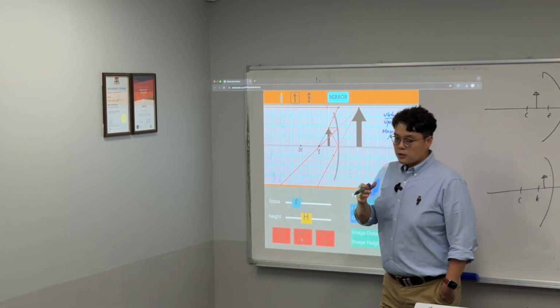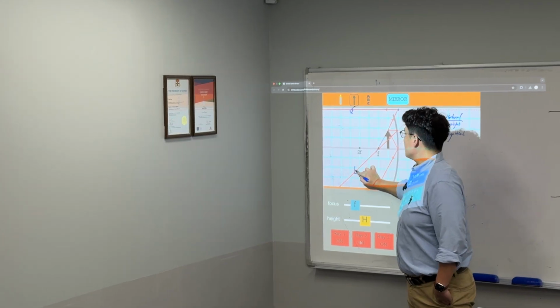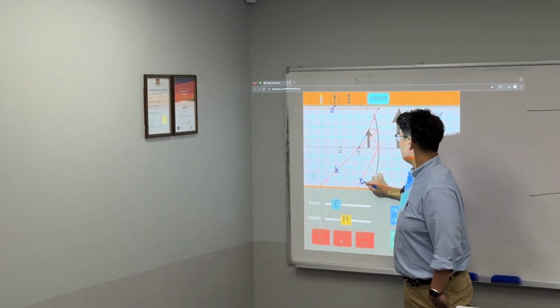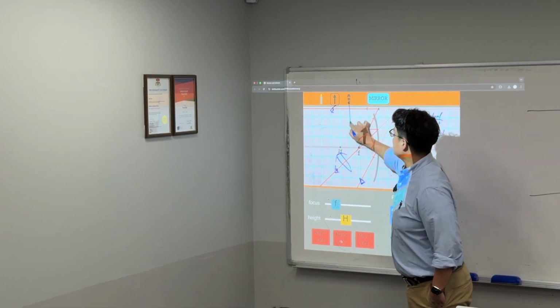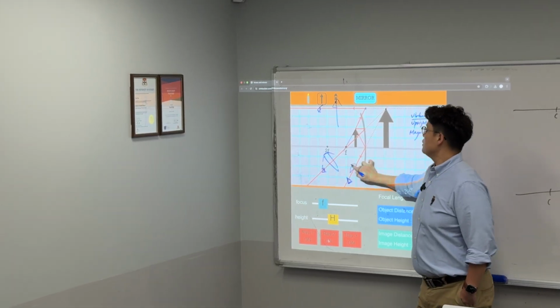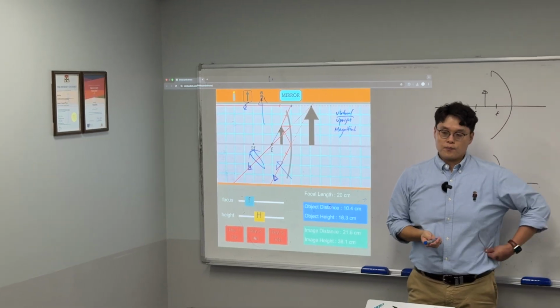But this is something very important. Placing your eye over here, over here, over here, you're able to see the image of this big arrow from the reflection of the given object.